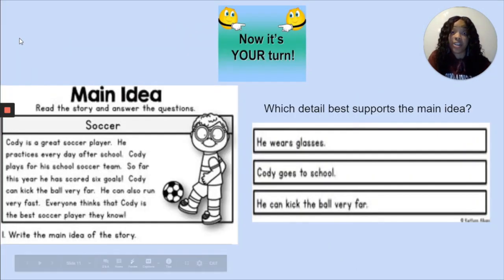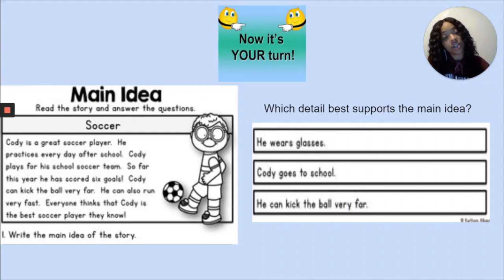Now it's your turn, first grade friends. I want to see what you know over these last 2 days learning the main idea. We're going to read the story and we're going to answer the questions. This will be the time now to definitely ask a trusted adult to come around you because you are going to verbally say your answer instead of writing it down.